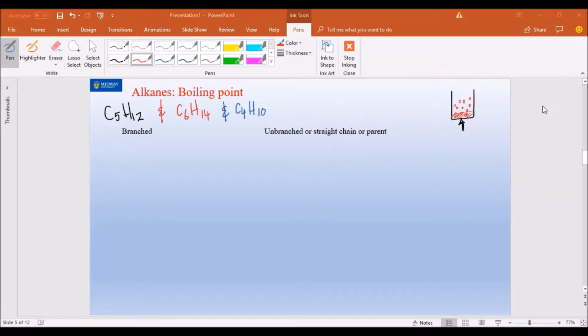Welcome back. I've shown you how to draw different isomers given a molecular formula. The next reasonable step, without making huge leaps, would be to understand boiling point. It's a very, very simple concept. There are two underlying rules that govern how alkanes, at least, behave in terms of boiling point.